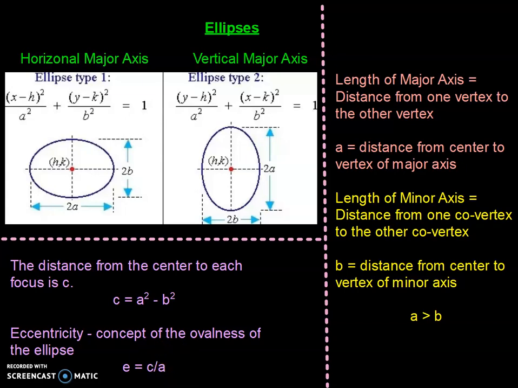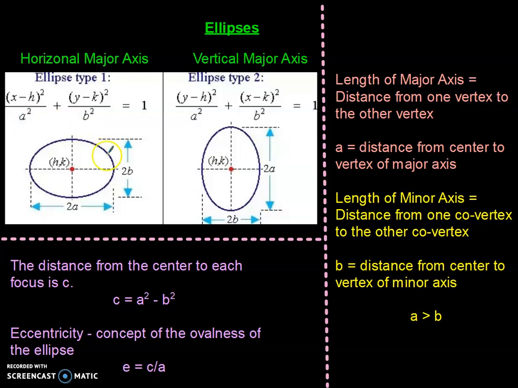Hi guys, so today we're going to go over the equations of an ellipse. Just note that there's two of them. One has a vertical major axis and one has a horizontal. The way you would tell is that the larger denominator, which is a, would either be under the x for horizontal or under the y for a vertical.